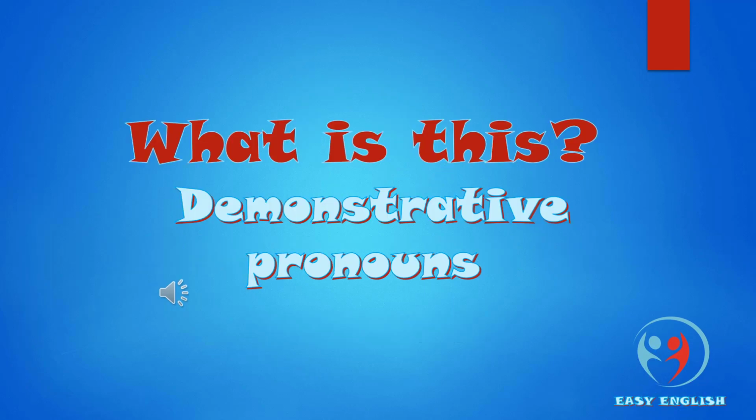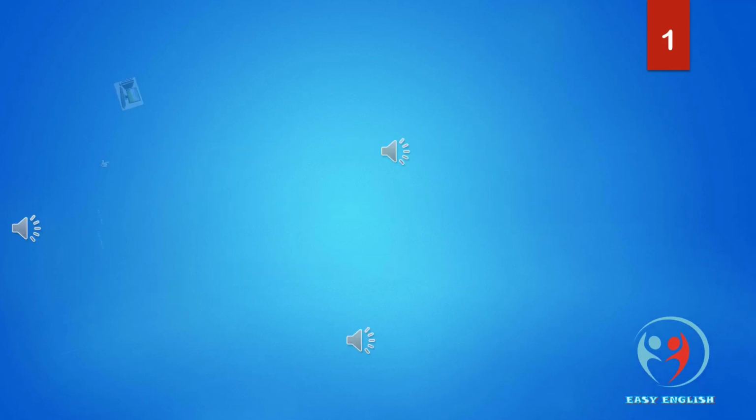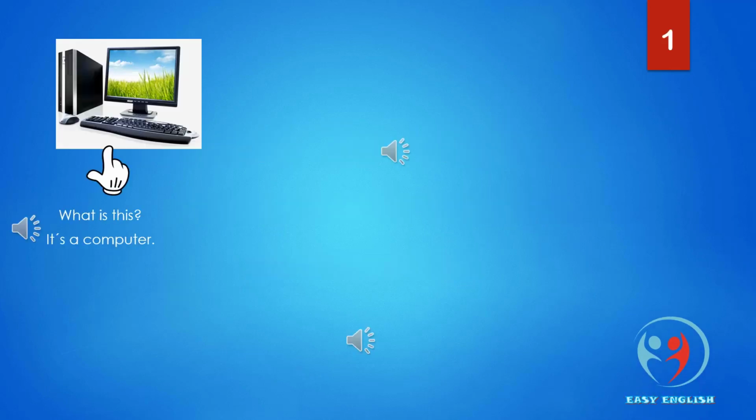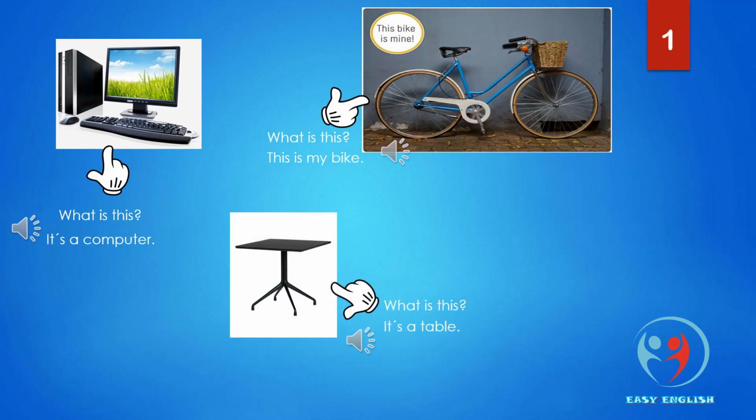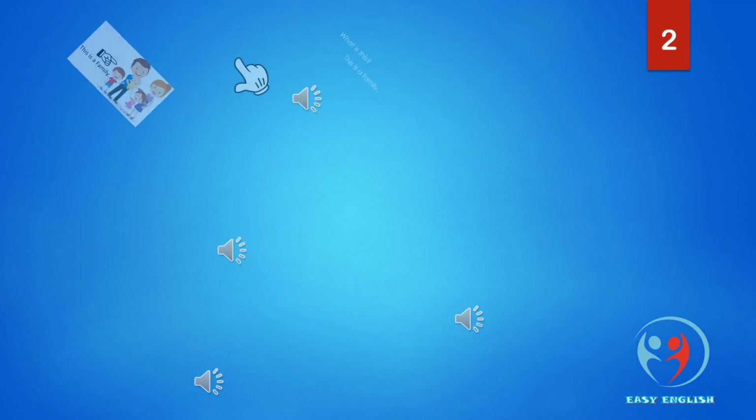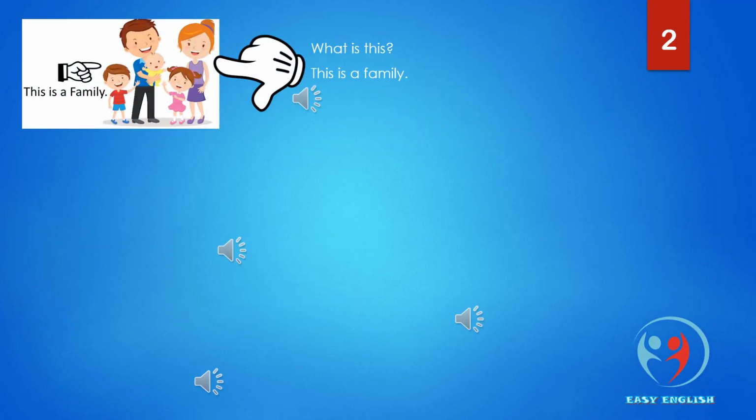What is this? Demonstrative pronouns. What is this? It's a computer. What is this? This is my bike. What is this? It's a table. What is this? This is a family.